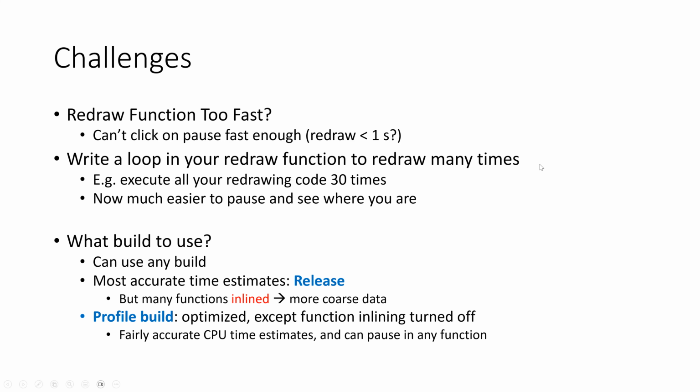So I can use any build I want, but release is going to give me the most accurate answers. One thing that release does is it does function inlining. So some of my short functions will actually be pasted into my longer functions, and I will not see them anymore. So we make another build for you called the profile build, which has all of the optimizations in the compiler turned on except function inlining. Your program will run slower, maybe 30% slower, but every function you wrote is now visible.